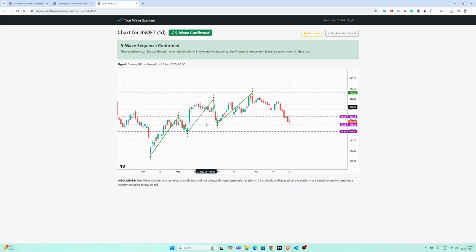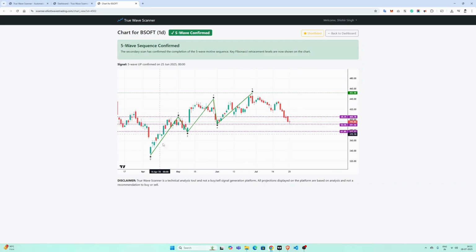Here waves 1 and 4 have overlapped, so that basically means this is a leading diagonal, and the tool automatically checks whether the third wave is the shortest or not. So the third wave is not the shortest in this case, otherwise it would have invalidated this particular setup. So we can be sure that this is not the shortest and this is a valid Elliott Wave setup.